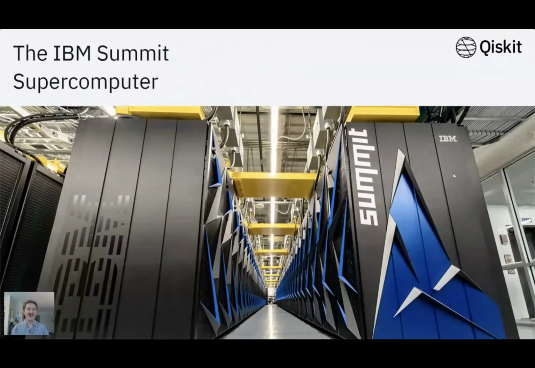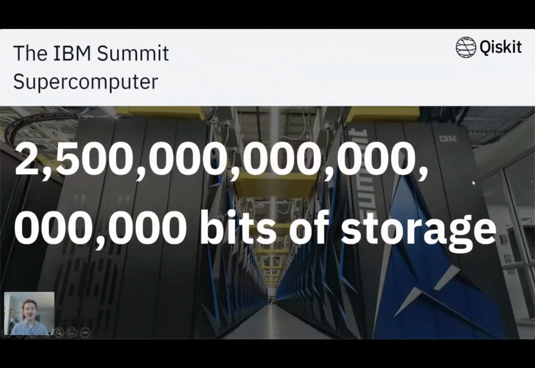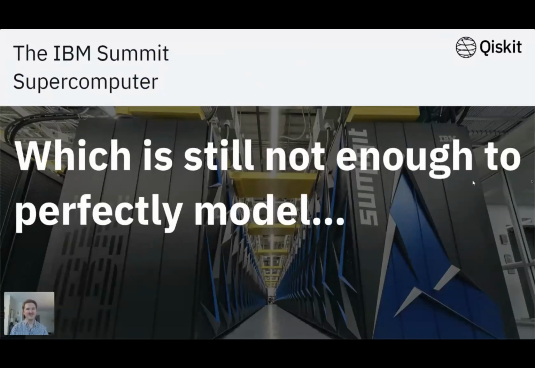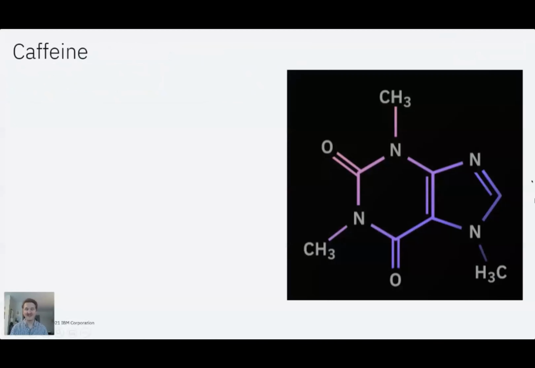It has over 9,000 IBM Power 9 CPUs and 27,000 custom NVIDIA GPUs, all inside of it. And it has 2.5, I believe this is a number too big that I don't even know the right terminology for it, bits of storage. That is a lot of information that this computer can process. But that all being said, it's still not enough to perfectly model something that many of you probably consume every single day, which is caffeine.